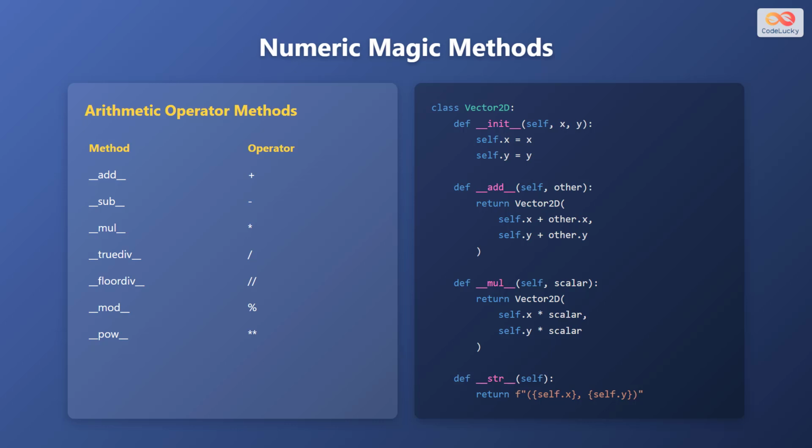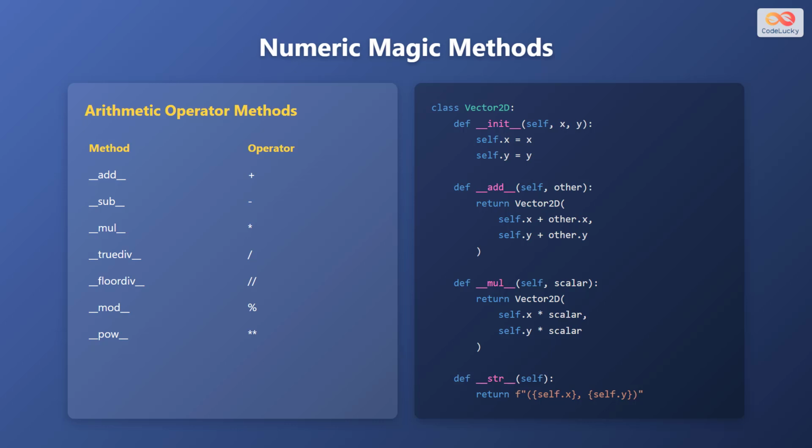Numeric magic methods are used to implement arithmetic operations for your classes. These methods allow you to define how operators like plus, minus, multiplication, and division work with instances of your class. Here's a rundown. The add method, that is __add__, corresponds to the plus operator. The subtract method, that is __sub__, to the minus operator.